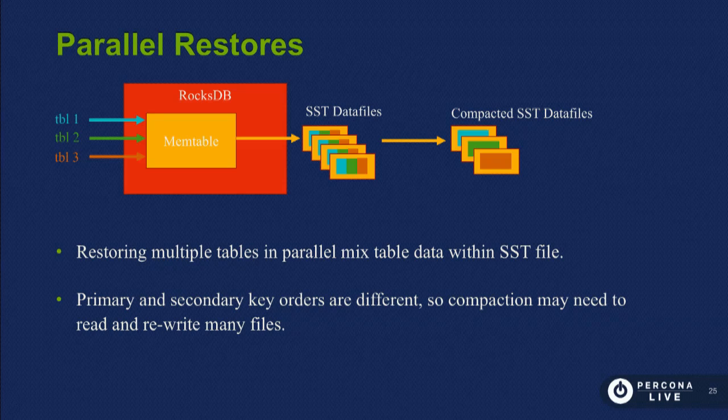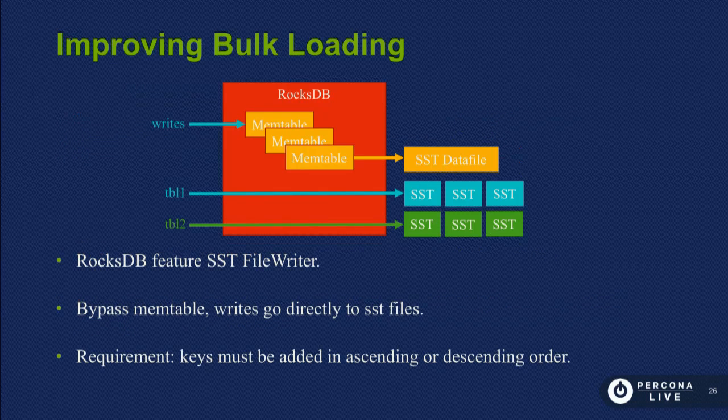And because primary and secondary keys are different, your secondary keys are very likely going to span a huge range of SST files and increase your write amplification overall. So we improved the bulk loading process by adding a feature into RocksDB called the SST file writer. What this lets you do is completely bypass the mem table and write directly out to the SST files themselves. So when you do your dump, we only have to require that the keys be added in either ascending or descending order. So when you perform your initial logical dump, specify it to be dumped by primary key order.